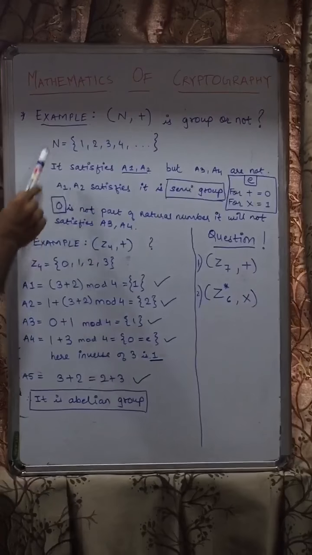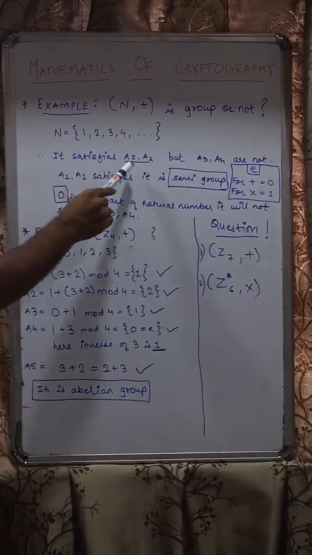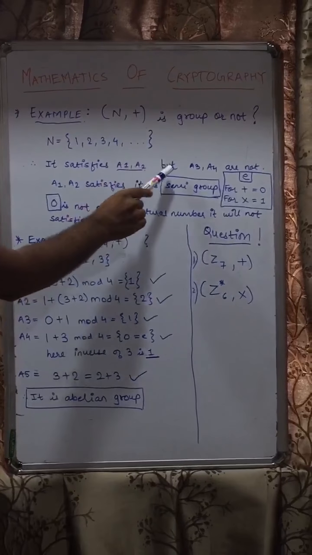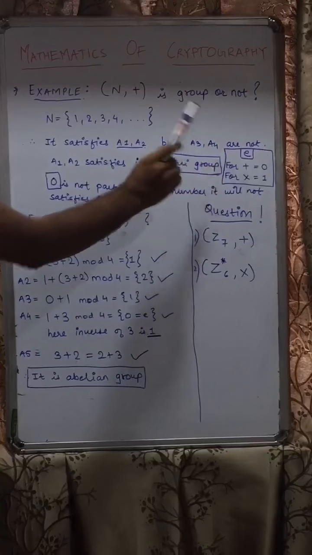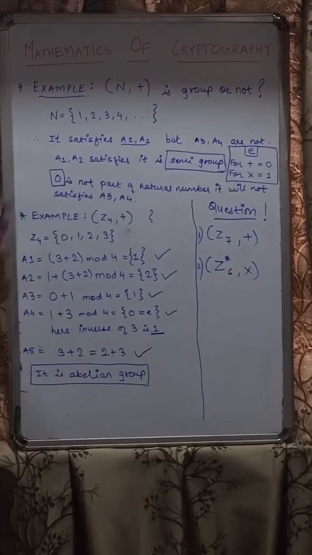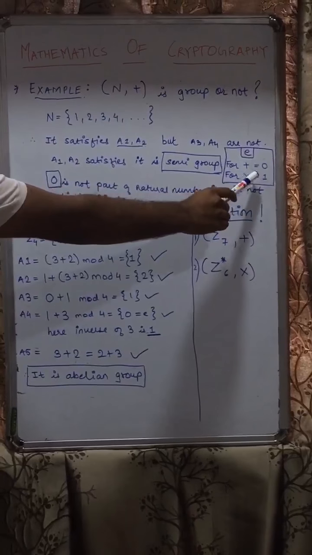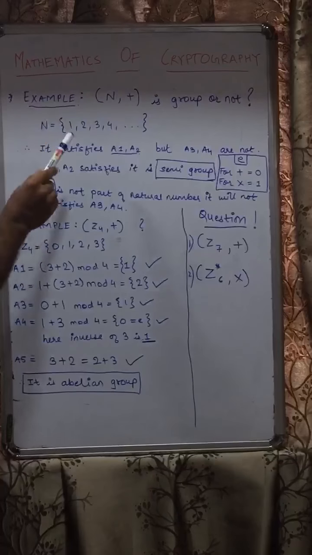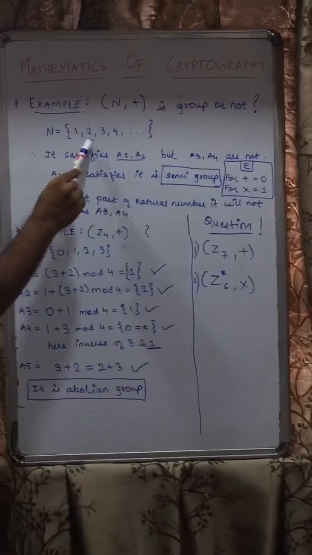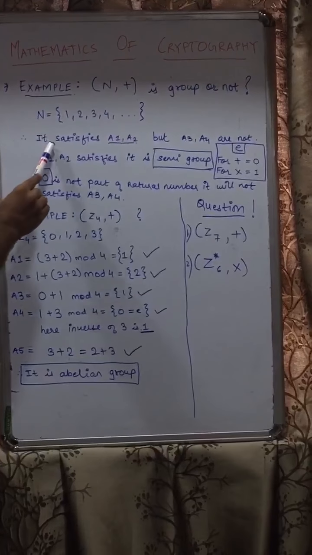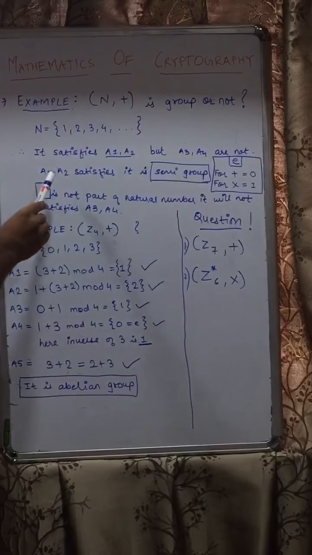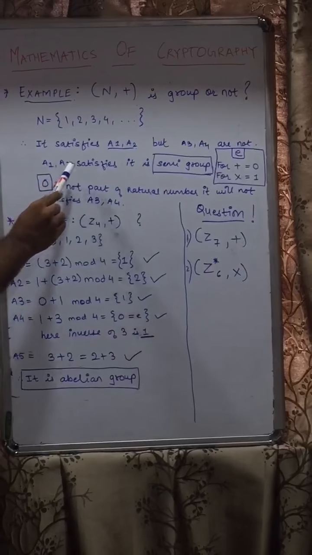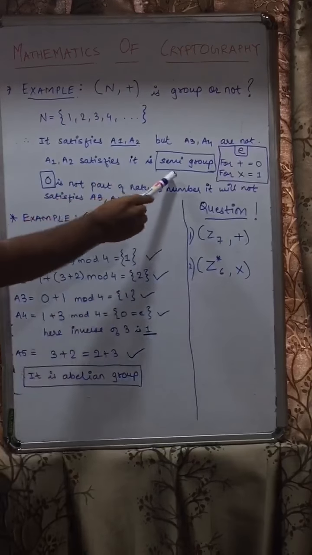Now in this particular example, it satisfies the A1 and A2 properties but not A3 and A4. Why? Because the A3 and A4 properties involve the identity element, and for addition, as I told you, that identity element is 0, but 0 is not contained in our natural set. So this will not satisfy the A3 and A4 properties. Therefore, as I mentioned earlier, if a structure satisfies only A1 and A2, it is known as a semi-group. So this example is not a group, it is a semi-group.